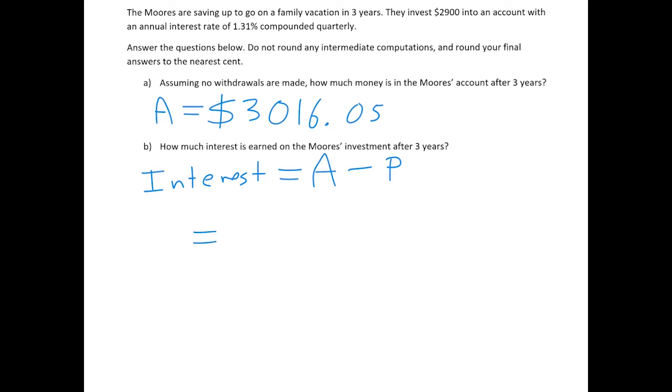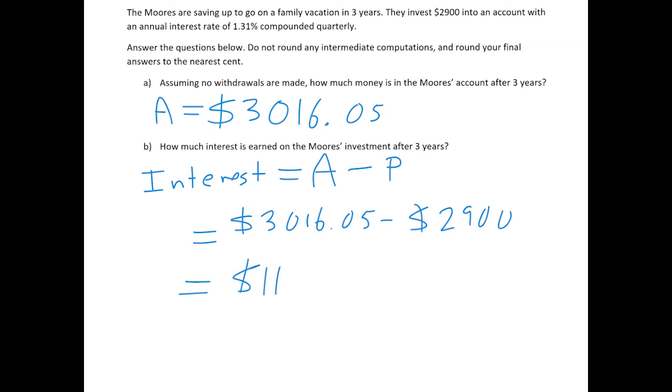So that's going to be $3,016.05, subtract off the principal of $2,900, and that's going to give us, the interest is $116.05. So that's how much money they earned by having that $2,900 in an account for 3 years.